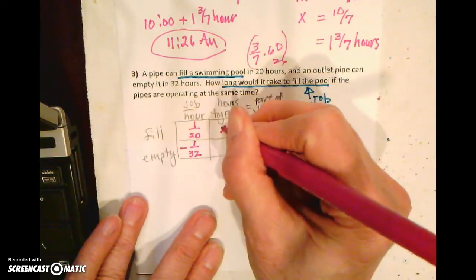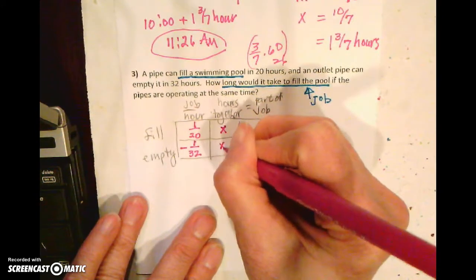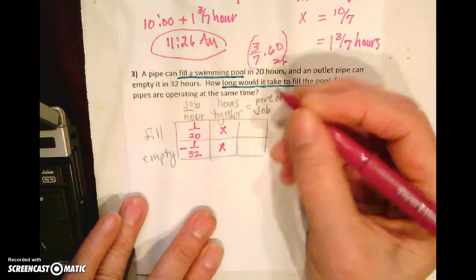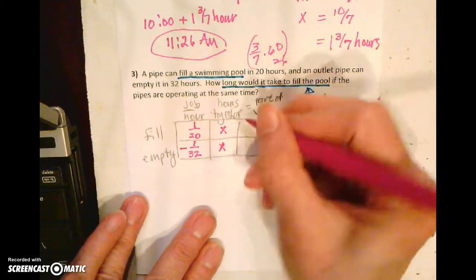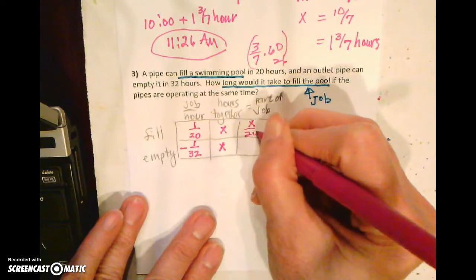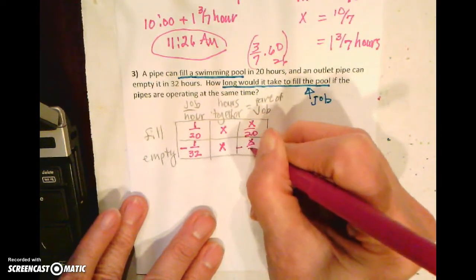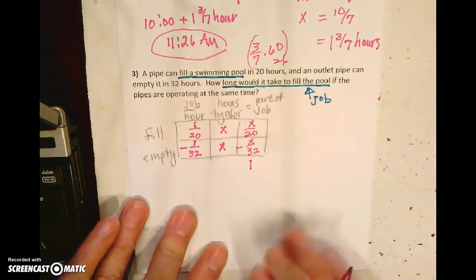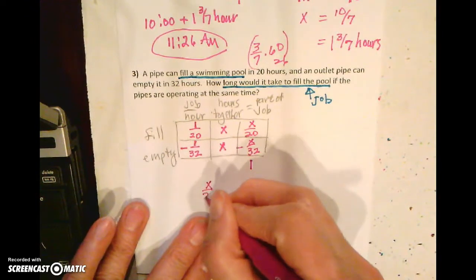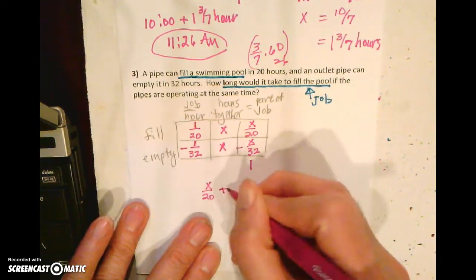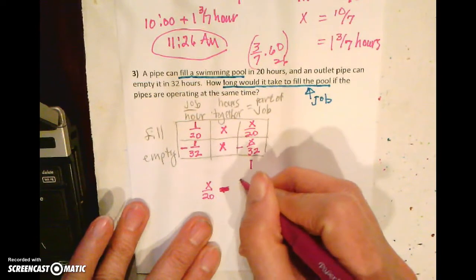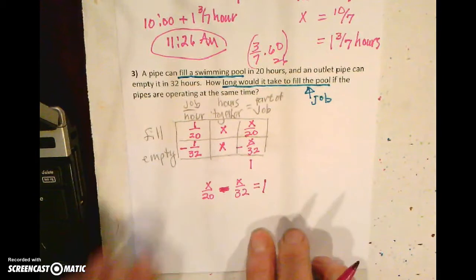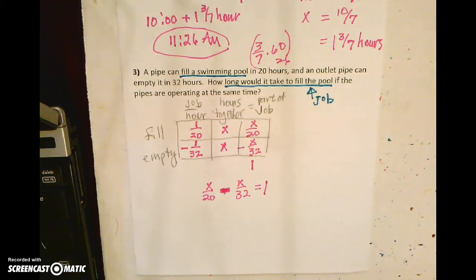So if these two pipes are working, both turned on, one's filling and one's emptying all at the same time, then they're both x's, and we get x over 20. We get a negative x over 32, and we want to know how long will it take to do one job. So our equation will be x over 20 minus x over 32 is equal to 1. And I will not work that problem.